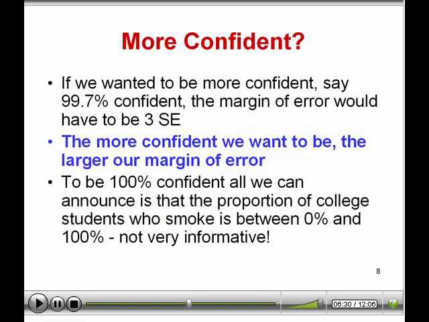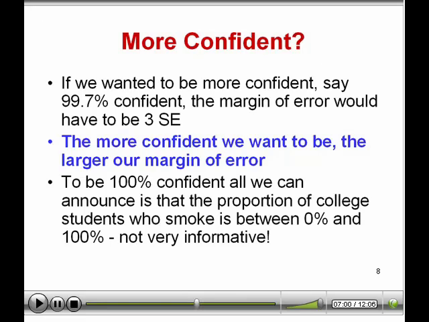Remember that the number 2 that appeared in the margin of error formula was there because we wanted a result we could be 95% confident of. The empirical rule would indicate that if we wanted to be 99.7% confident of capturing the true proportion, we should use the number 3, not 2, to calculate the margin of error.